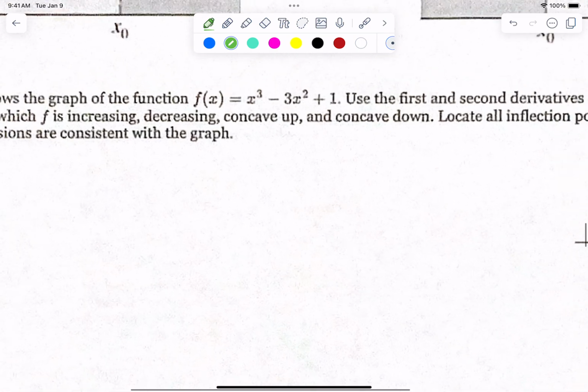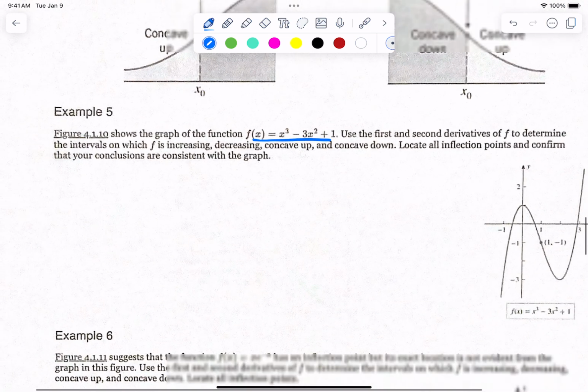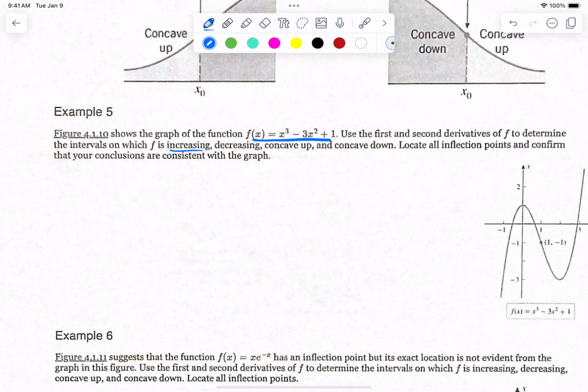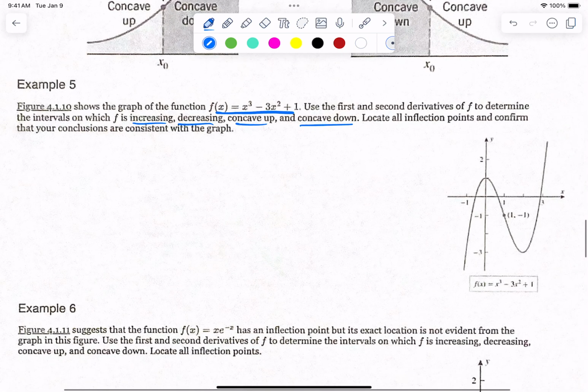Example 5. Here's our function. For this problem, we're no longer looking at increasing, decreasing. So we're not going to worry about that. Oh no, wait. No, we are looking at increasing, decreasing, concave up, concave down. I lied, I'm sorry. All right, here we go.